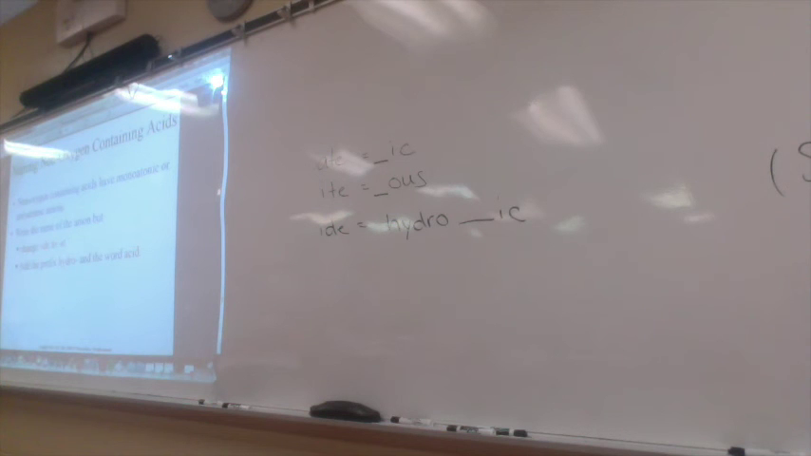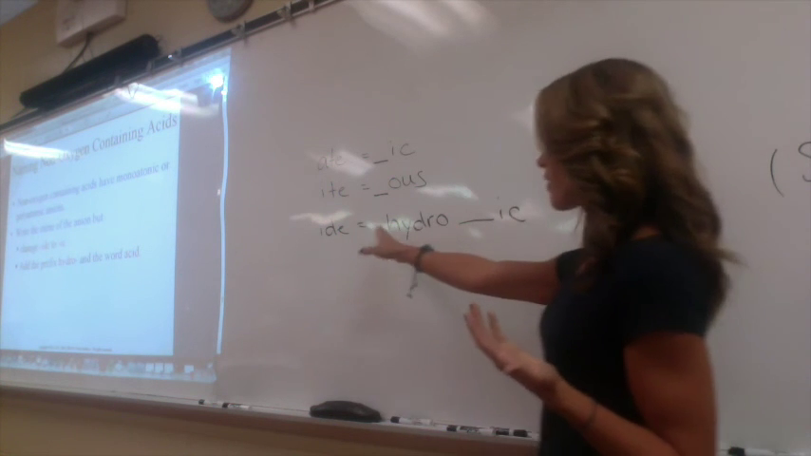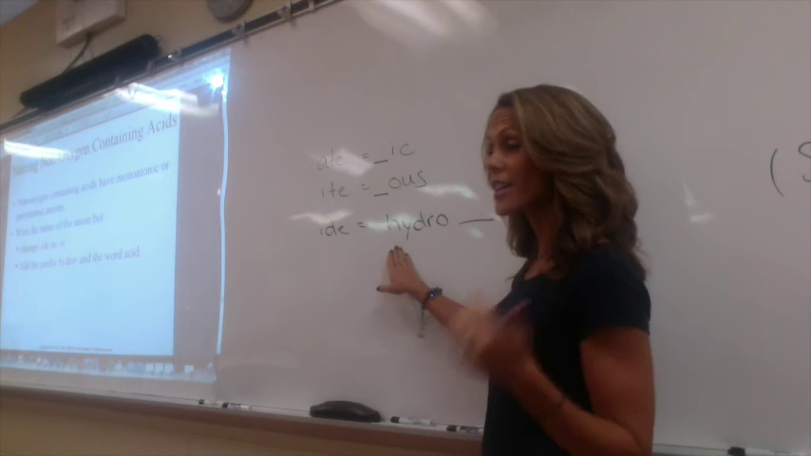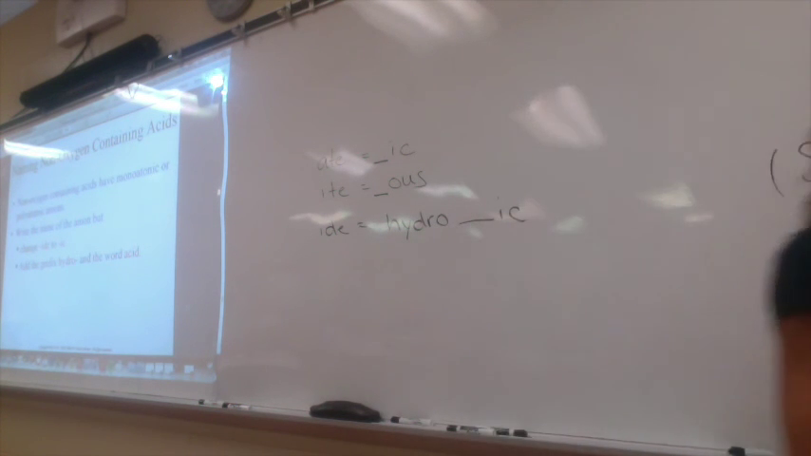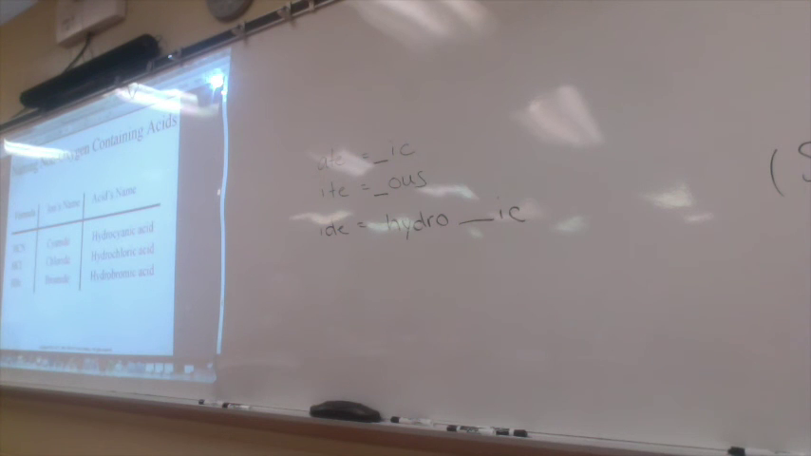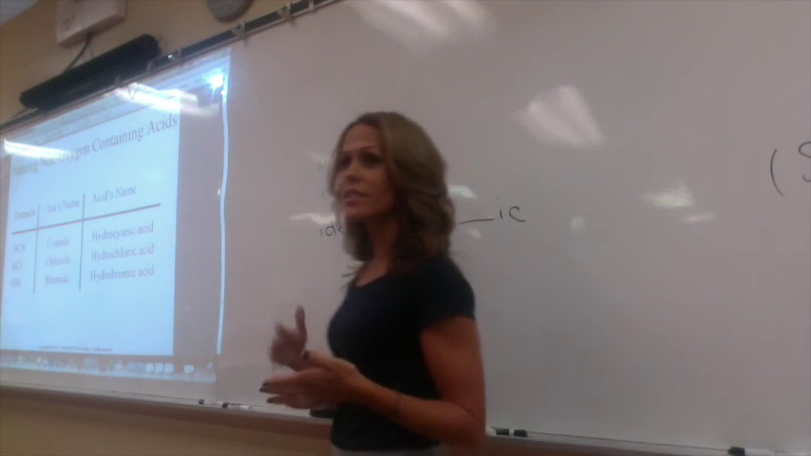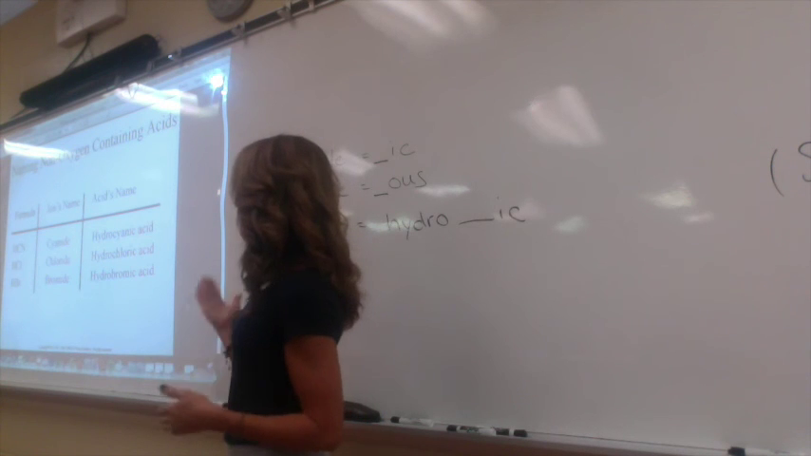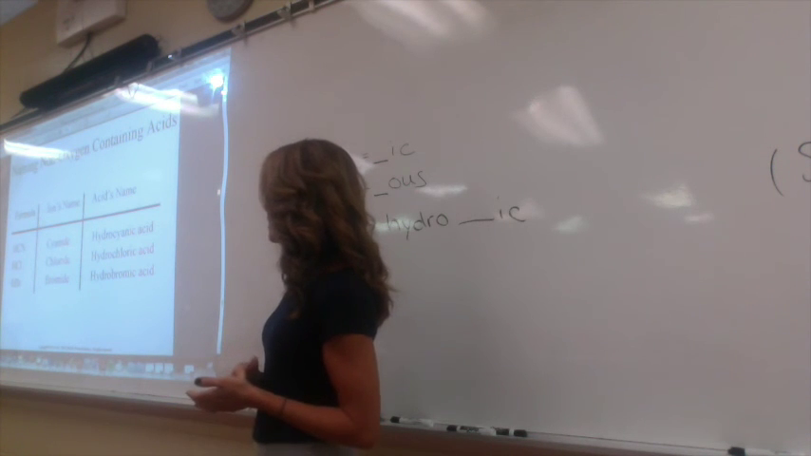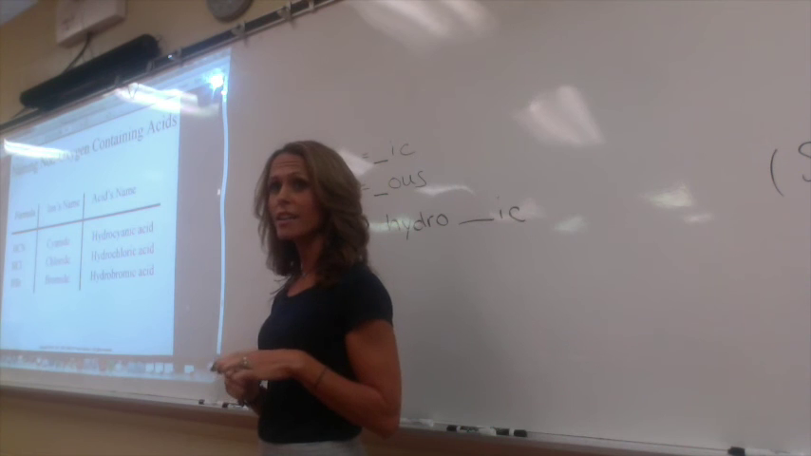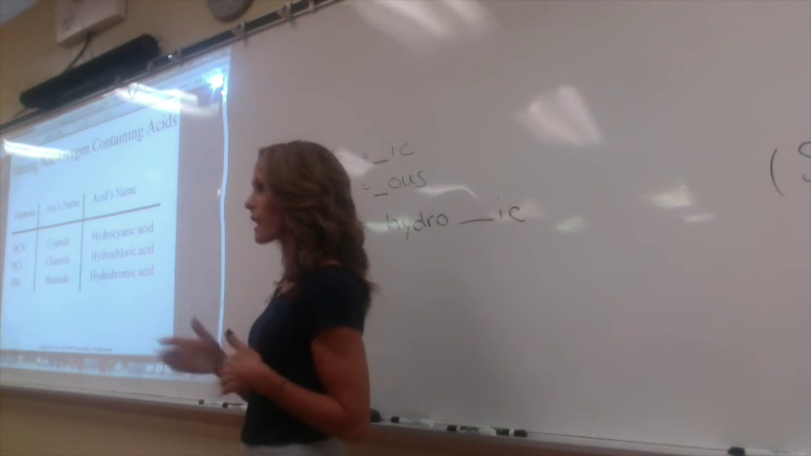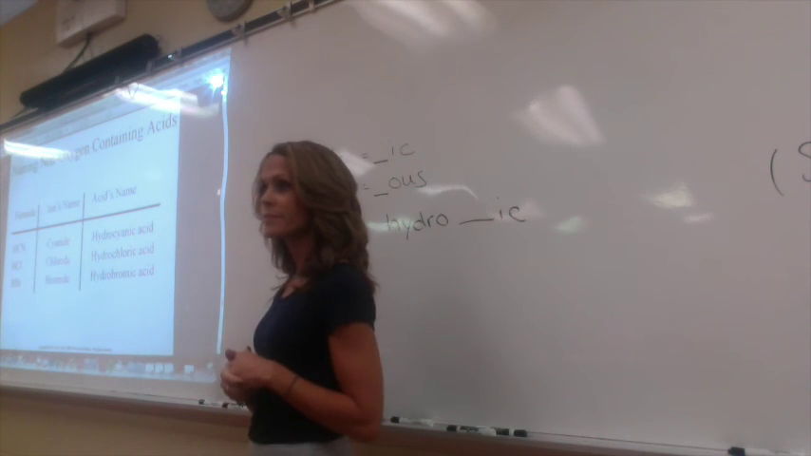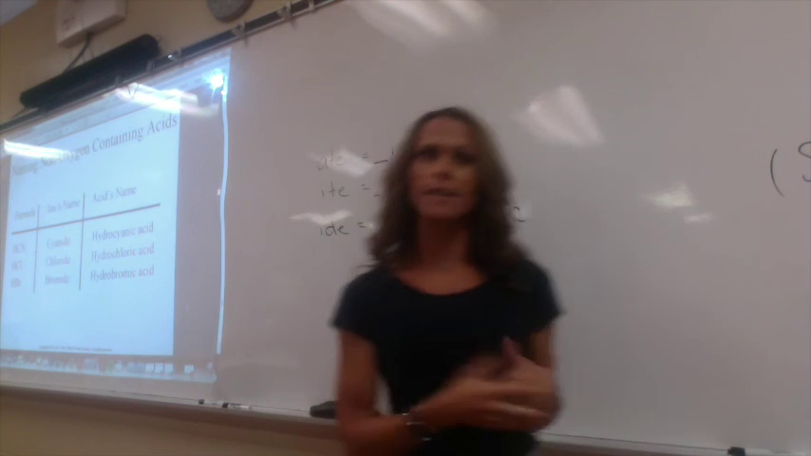Non-oxygen containing acids, this is the rule. You take the ide off, you add a hydro as the prefix, and add ic as your ending. So HCN, even though it's a polyatomic ion, it still ends in ide, so I'm going to call it hydrocyanic acid. HCl, chloride, hydrochloric acid. HBr, bromide, hydrobromic acid. Easy enough? What's HF? Hydrofluoric acid.